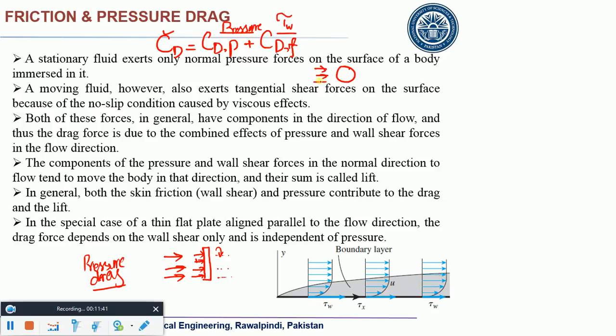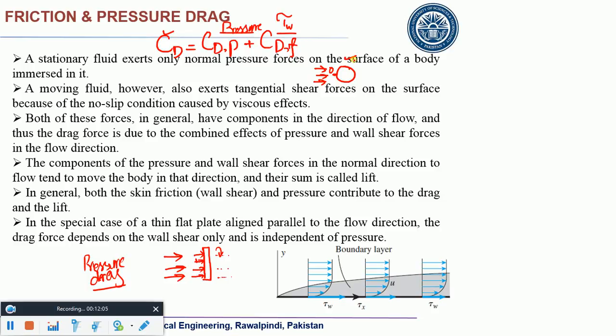If this is the body, what is the velocity at the leading edge? 0. What should be the pressure? You understand that? Okay. So pressure drag is dominant in case of bluff bodies. Friction drag is less dominant. But we would keep talking about both of these things.